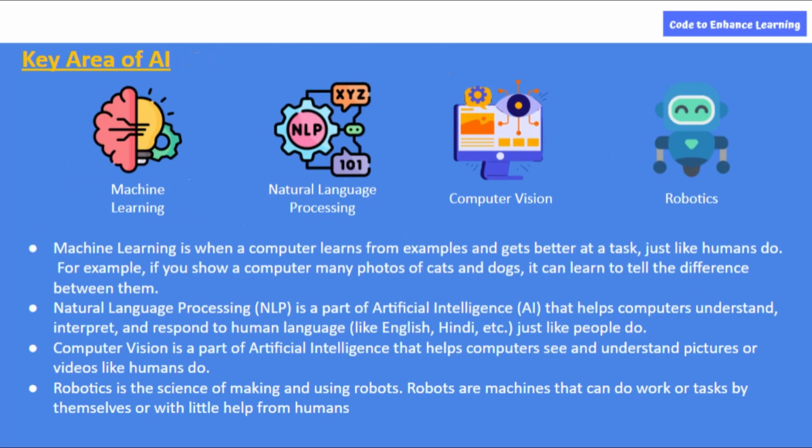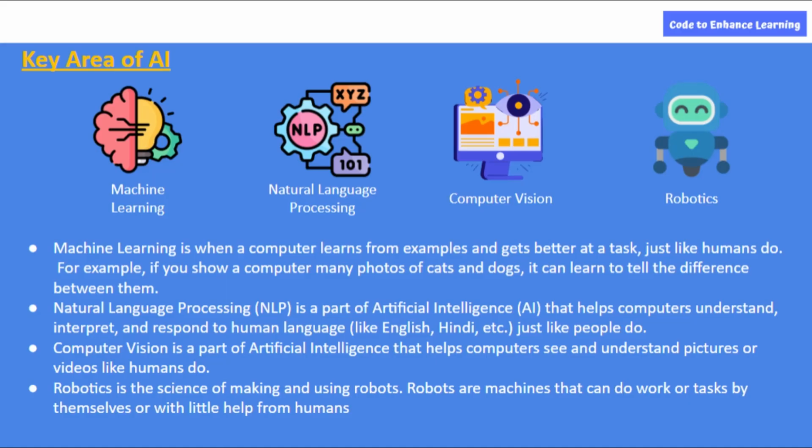Now that we know what artificial intelligence is, let's go a little deeper. AI is a huge field, and to make it easier to understand, it is divided into some key areas. There are 4 main areas of AI that we should know about. First one is machine learning. Second one is natural language processing. Third one is computer vision. And fourth one is robotics. Let's explore each one with a simple explanation and example.